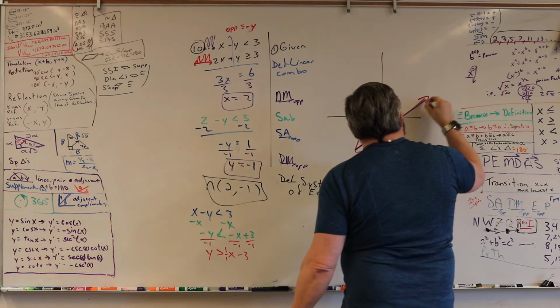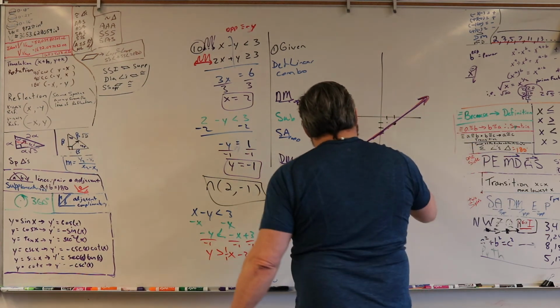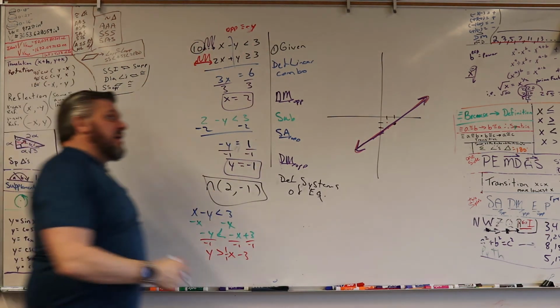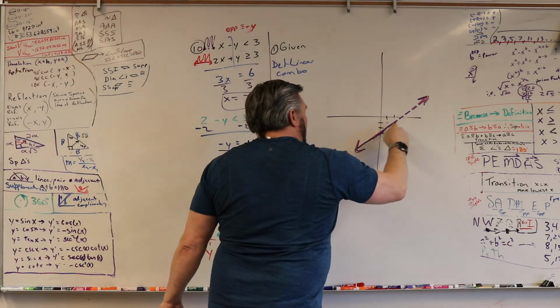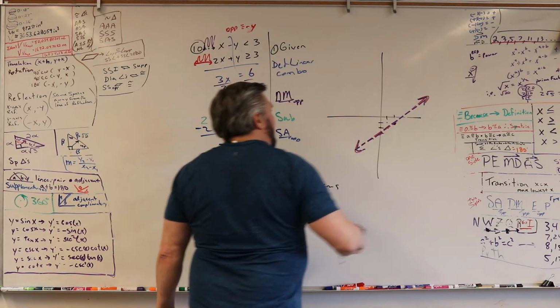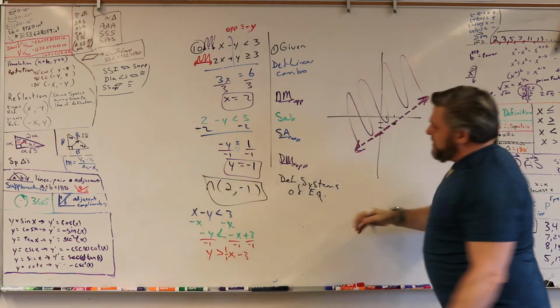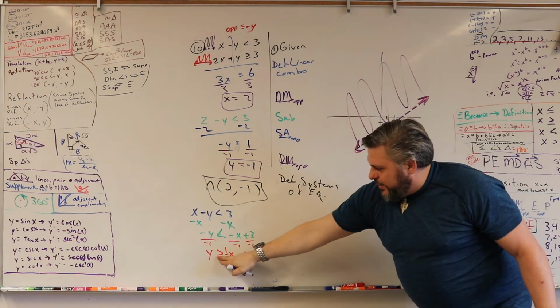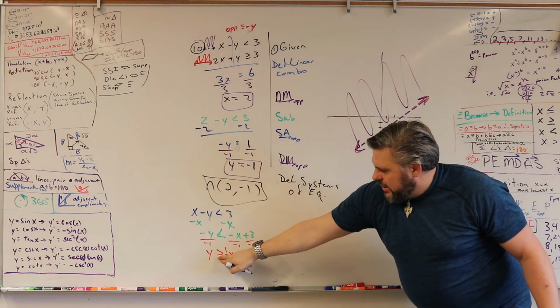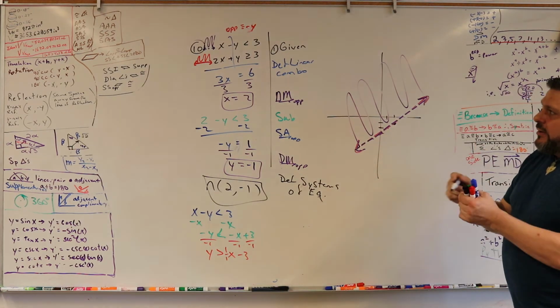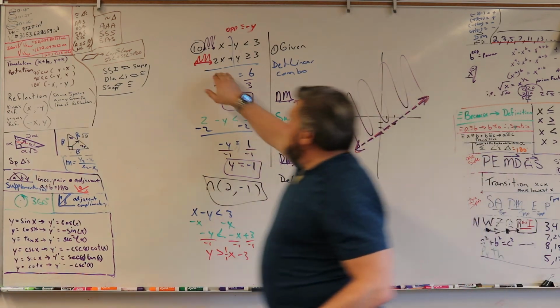We decided this was going to be purple, correct? This is our purple one, right? Yeah. And we decided that was dotted, right? And then we also said it's up. And if we look at this equation, it's up. It's dotted. So it all matches so far. Alright, let's do the next one.